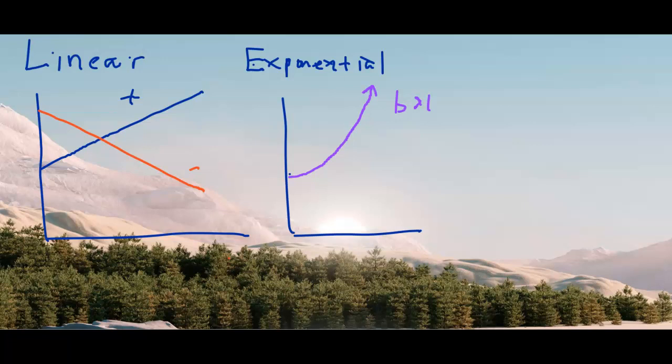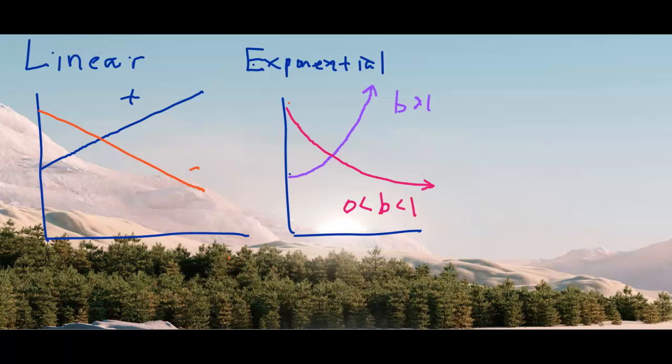Now you do also have exponential decay. For example, if you get a hot cup of coffee out of the microwave or something, it starts out at a certain temperature up here, and then that temperature decreases over time. So it goes like this as it cools off. And that is where the b value, what you multiply by, is a fraction, some proper fraction between 0 and 1.